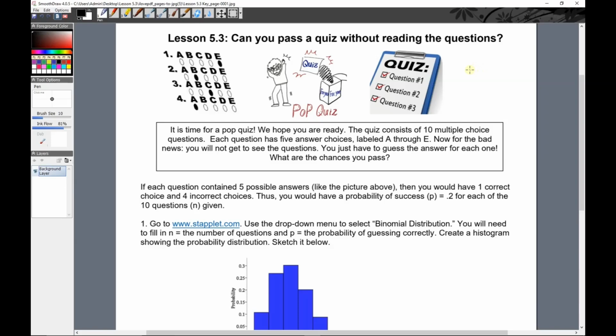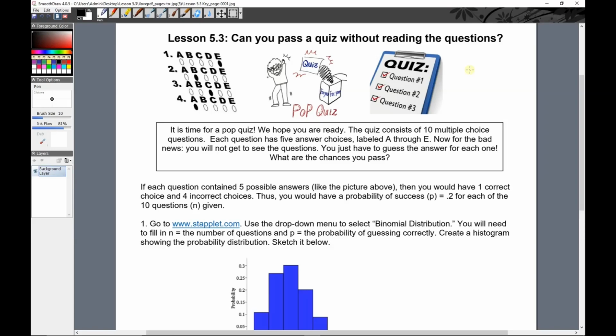Here, the question is, can you pass a quiz without reading the questions? So you're going to get a quiz, not really. We hope you're ready. A quiz consists of 10 multiple choice questions. Each question has 5 answer choices. Now for the bad news. You'll not get to see the questions. You'll just have to guess the answer to each one. What are the chances that you're going to pass?